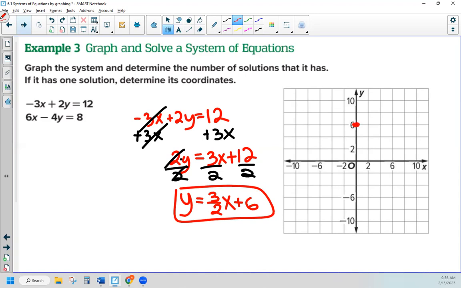So if I go up 3, 1, 2, 3, to the right 1, 2, I'll be right there. Down 3, 1, 2, 3, to the left 1, 2, right here. I'll stop there. I don't have to do that many more because I'm running out of breath.